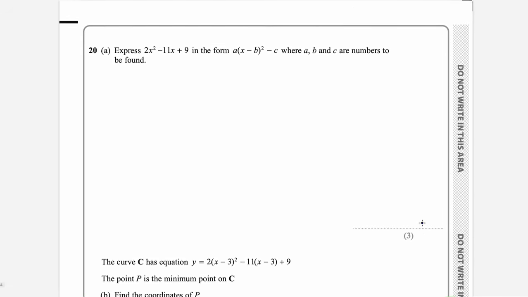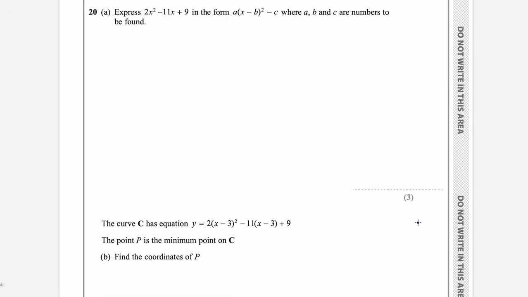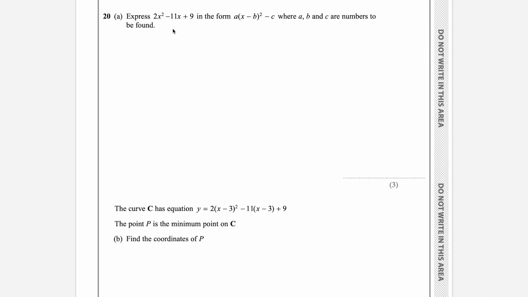Okay. Question 20. Express this in this form. Okay, complete the square, guys. This is a complete the square question. So I'll do it the long way, and then again I'll show you the quick way. So first we take out the 2. We go, this is 2 times x squared minus 11 over 2 x, and then plus 9. So I've just taken out the 2 out of these two terms here.